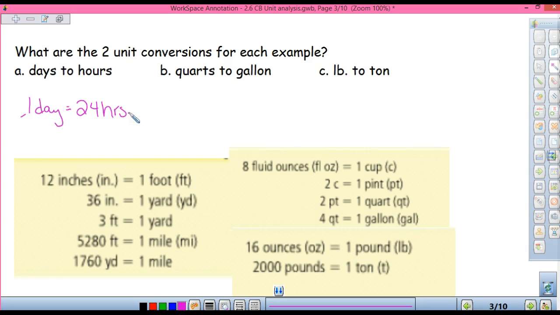How about quarts to gallons? There you go. 4 quarts equals 1 gallon. How about pounds to tons? Oh, not quite. 2,000 pounds. There you go. 2,000 pounds, and that's what that LB stands for, is 1 ton. So if I tell you that out in the wild there's a 3-ton elephant, how much does that elephant weigh in pounds? 6,000 pounds.